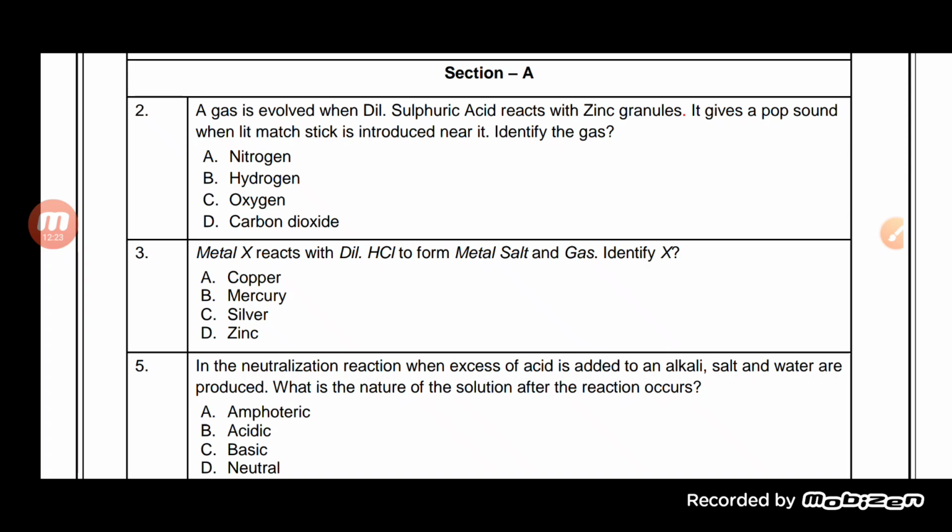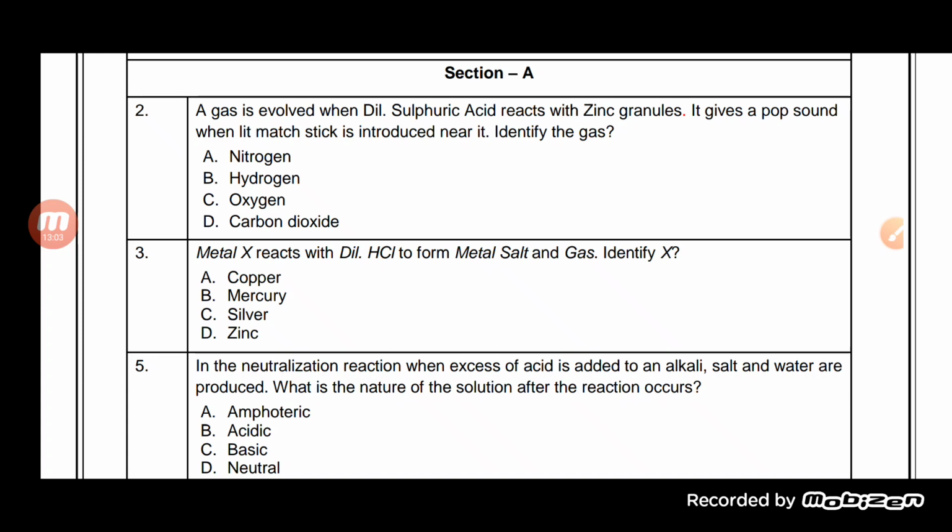So the pop sound, you know, this is basically an exothermic reaction in which zinc reacts with dilute sulfuric acid, or even with dilute hydrochloric acid, and then we can hear the pop sound. When the zinc reacts with the H2SO4, bubbles start coming out of it, and when we bring a burning matchstick or a splinter near the mouth of the test tube, it will produce the pop sound.